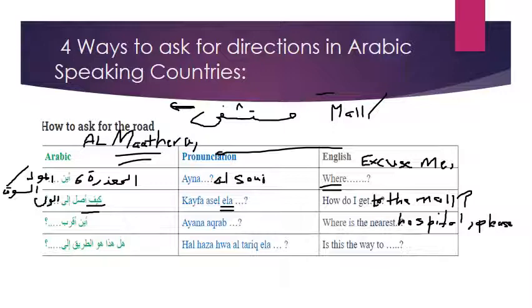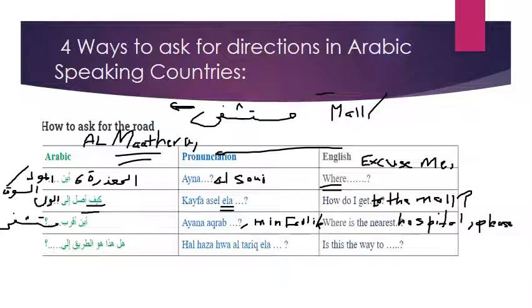So where is the nearest hospital, please? Where is what? أين. The nearest is أقرب. So أين أقرب. Hospital, which is the place, مستشفى. Please is what? من فضلك. So this من فضلك, which is please, you can put at the beginning of the sentence or at the end. Either you can say أين أقرب مستشفى من فضلك, or you can say من فضلك أين أقرب مستشفى.